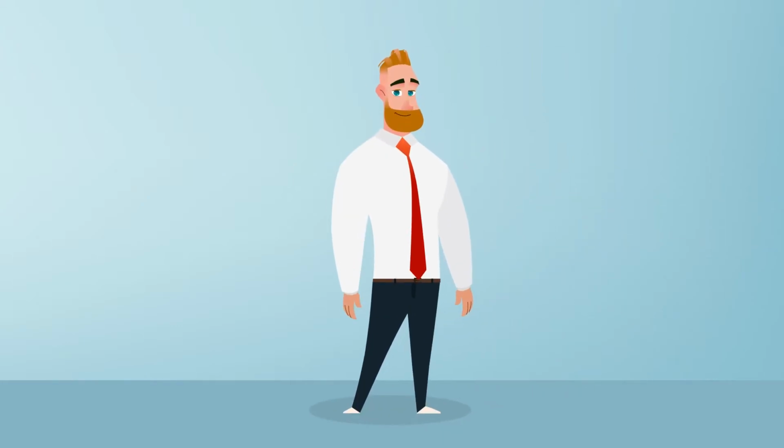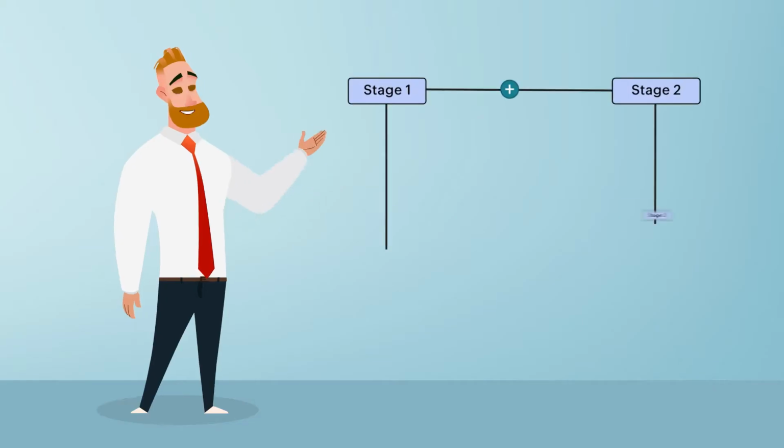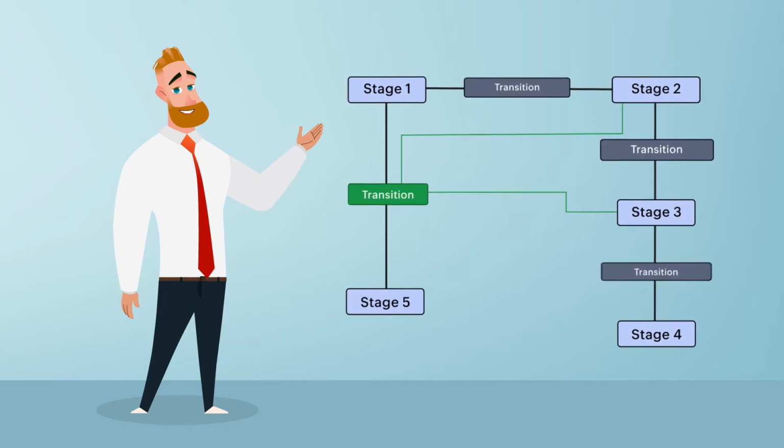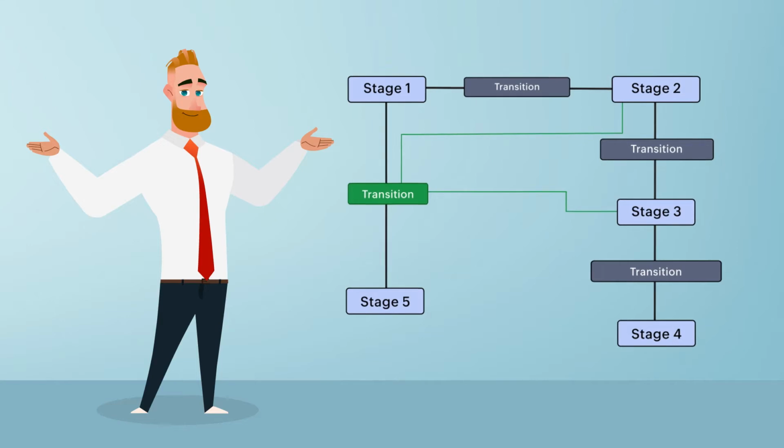Hi everyone. In this video, we'll be going over how to configure a common transition in a blueprint process. A transition that can be executed from all or specific stages in a blueprint process is called a common transition.